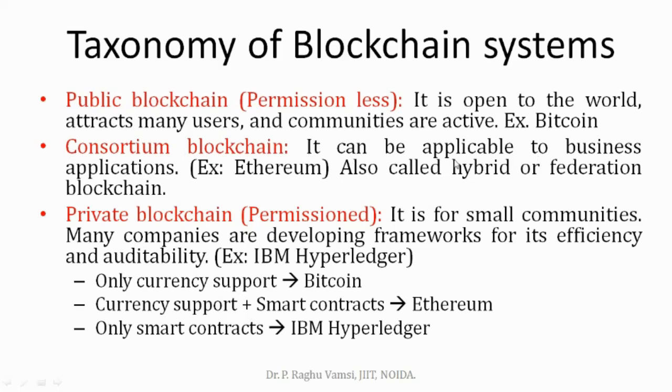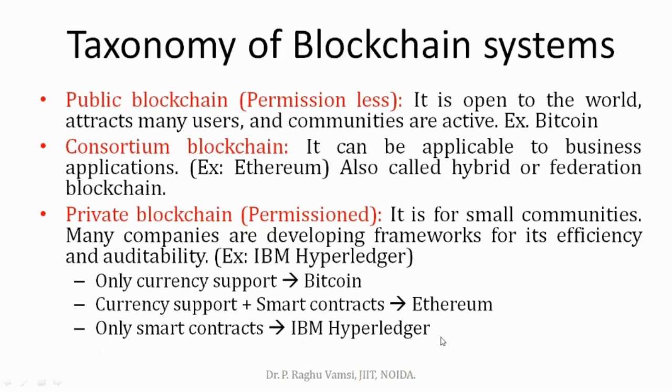It can be applied to business applications, and is also called hybrid or federation blockchain. Now, if you use a blockchain only for currency support, then you should refer to the Bitcoin blockchain. If you want cryptocurrency support and smart contracts, then Ethereum. If you want only smart contracts and don't want to focus on cryptocurrency, then use IBM Hyperledger.